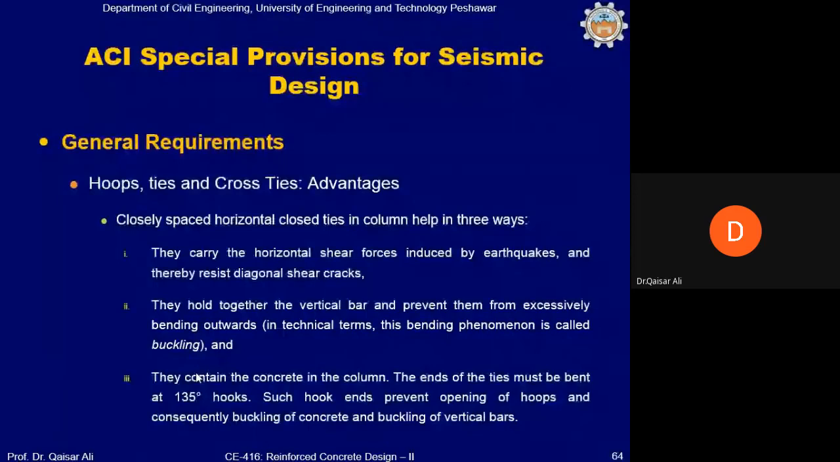Okay, then they also confine the concrete in the column. When ties are very closely spaced, they will confine concrete as well. When you push concrete in compression, concrete tries to bulge out. This bulging out of concrete is also prevented, thereby increasing the compressive strength of concrete. I hope you know that confinement can increase the compressive strength of concrete manifold.